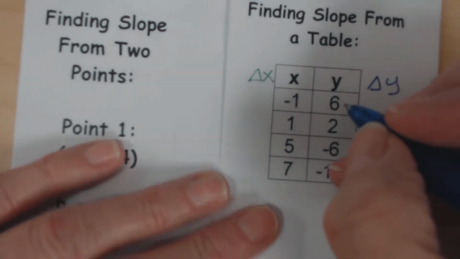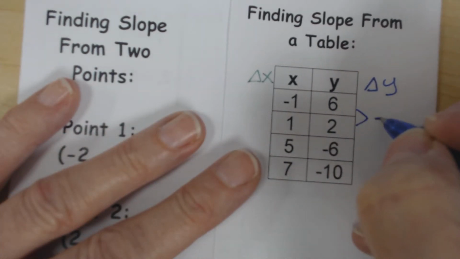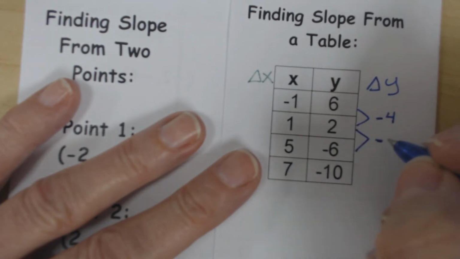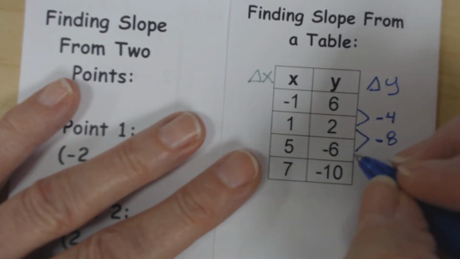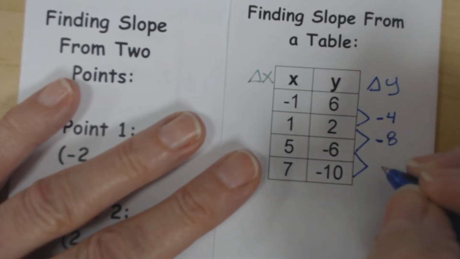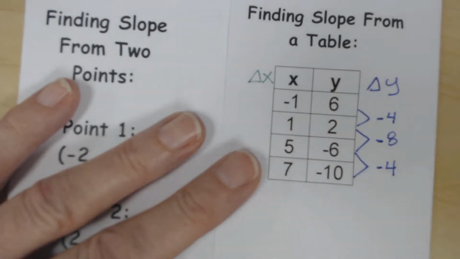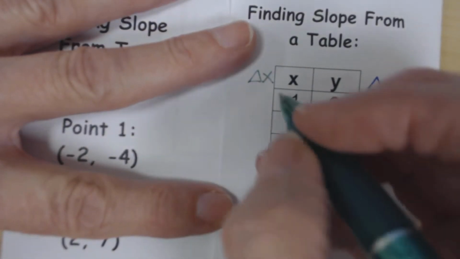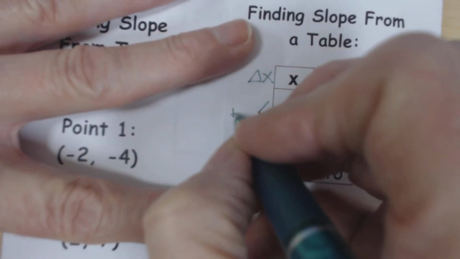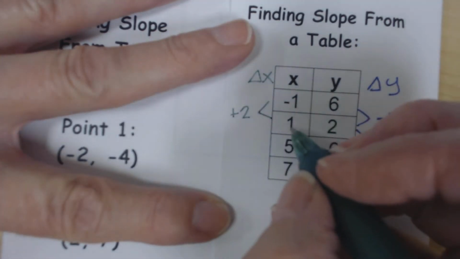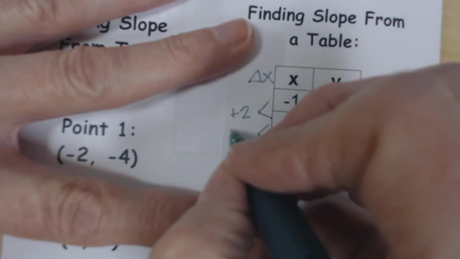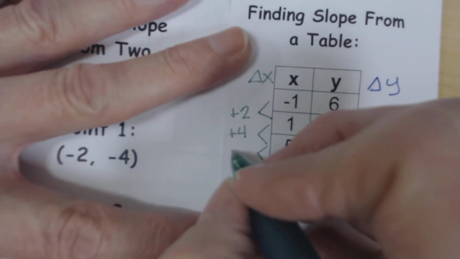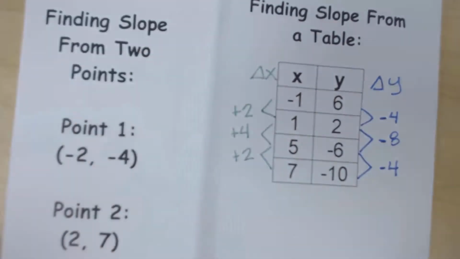On this side, to go from 6 to 2, that change is a -4. To go from 2 to -6, that change is a -8. To go from -6 to -10, that change is also a -4. Looking at our x, to go from -1 to 1, that is a change of +2. To go from 1 to 5, that is a change of +4. And to go from 5 to 7, that is a change of +2 again.